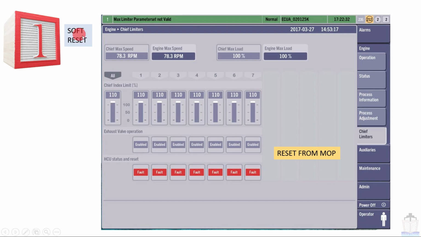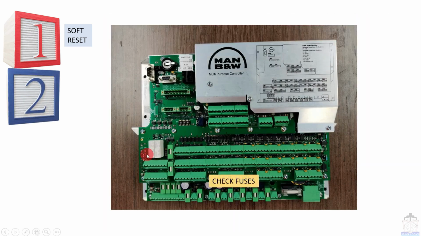That is called the soft reset, meaning you are doing it with the help of software and the MOP. Okay, now we are moving to the next, that is checking fuses. A lot of MPCs hang because of the fuses, meaning a fuse will blow and they will hang, and also the alarm will not appear because they are in hang condition. So the second thing is you should check all these 14 fuses, and replace if necessary, and then you will definitely be able to reset this MPC.